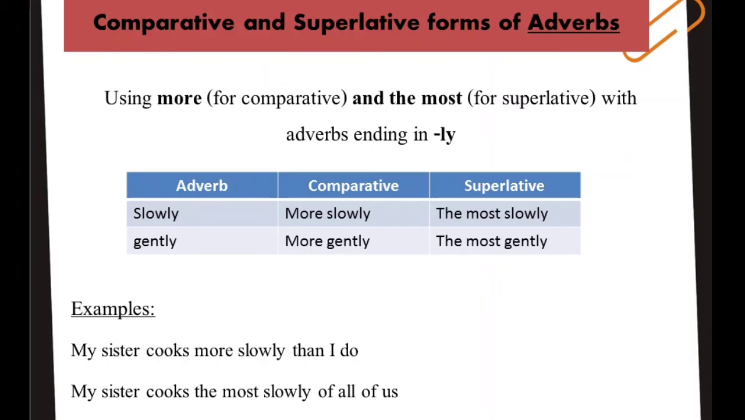Let's take a look at the examples. My sister cooks more slowly than I do. My sister cooks the most slowly of all of us.